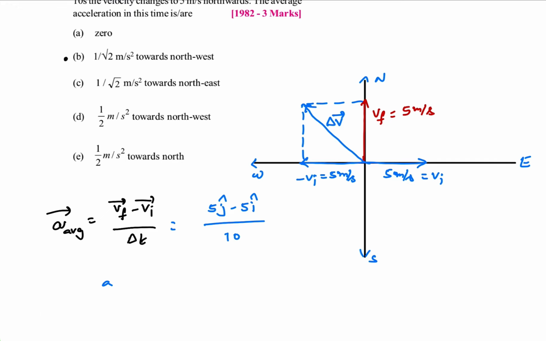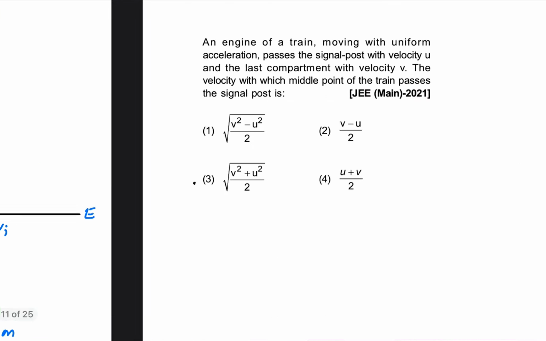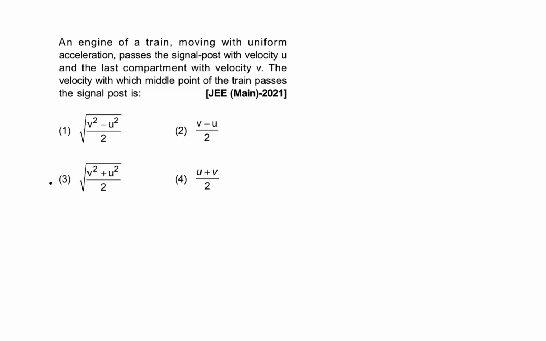You can see that in 10 seconds, we can write the magnitude of a average is equal to 5 root 2 divided by 10. You can get 1 by root 2 meter per second square. But which angle, which direction is it moving? We can see it is moving in the north and west direction. We can write it as the northwest direction. Okay, you have to draw this diagram and identify the change in velocity. Change in velocity is in which direction? North and west direction.